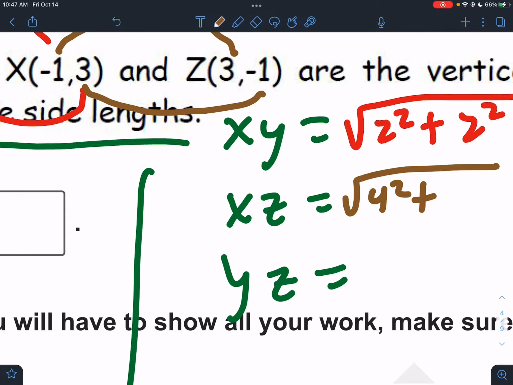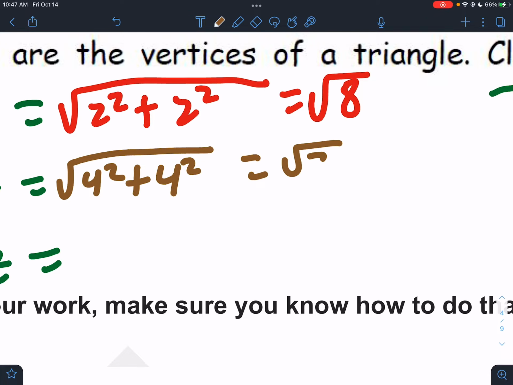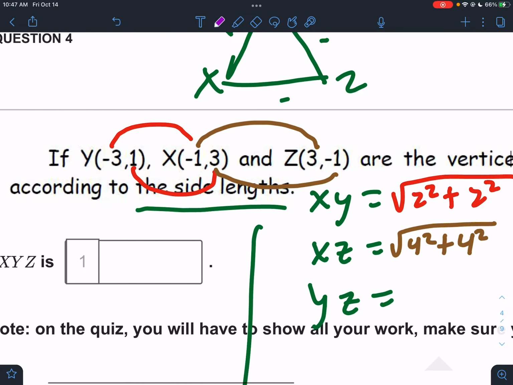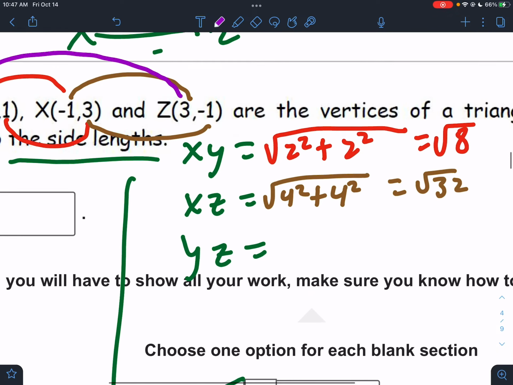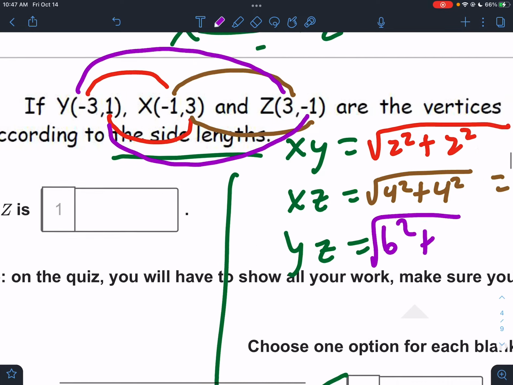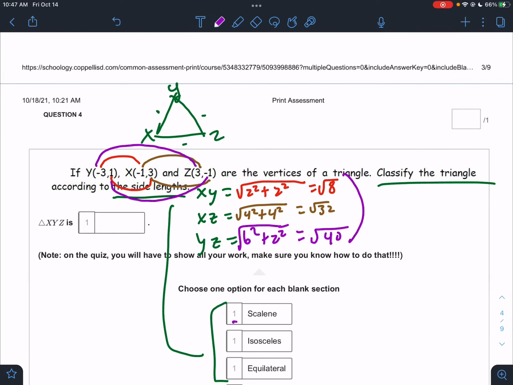3 to -1, that's also 4. 16 plus 16, that's root 32. So equilateral's off the table. And then finally, YZ, that's -3 all the way to 3, that's 6. And then 1 all the way to -1, that's 2. That's 36 plus 4. That's 40. Those are all different. That's scalene.